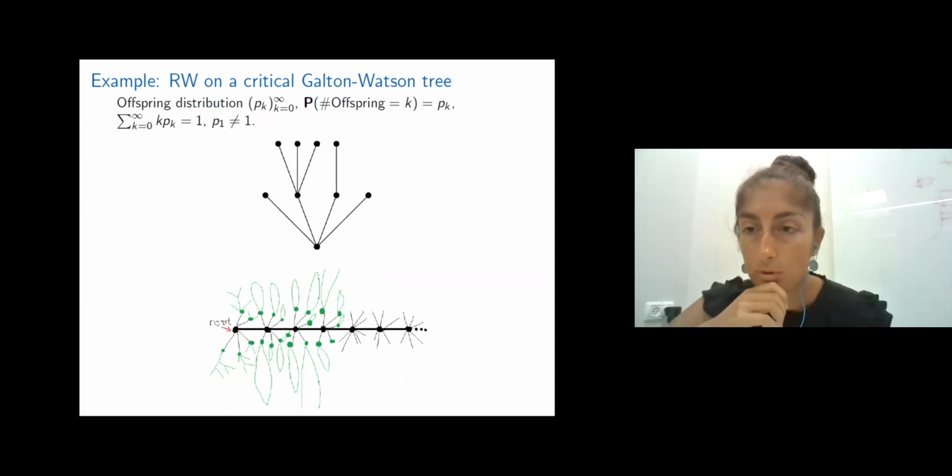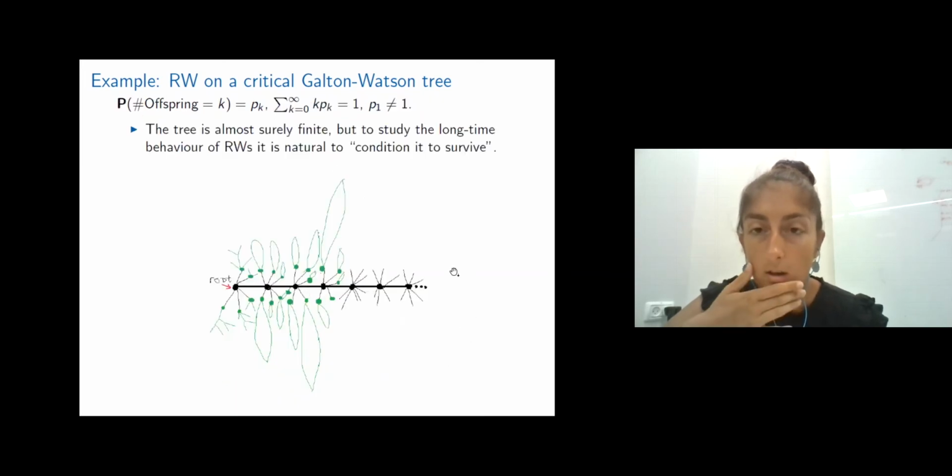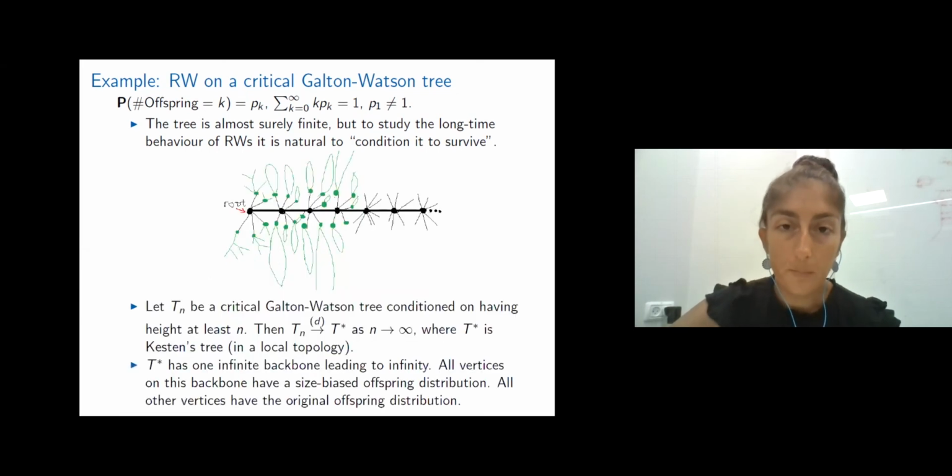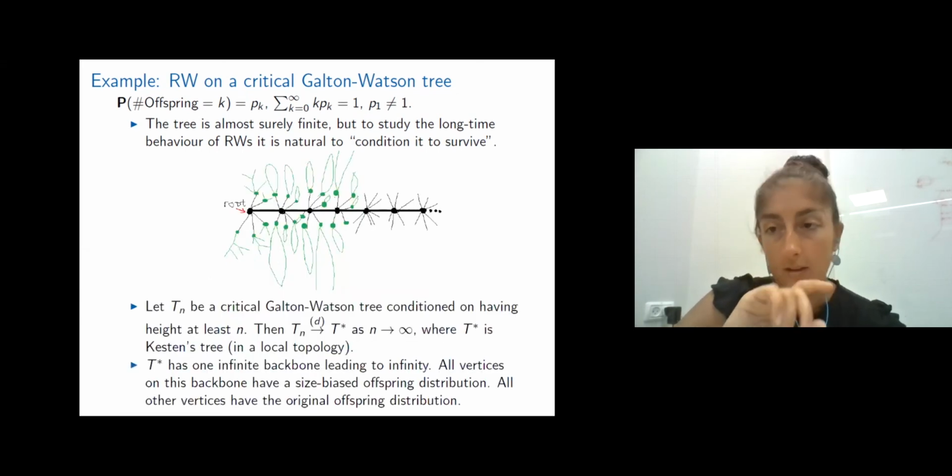And to understand random walks on this critical Galton-Watson tree conditioned to survive, we have to understand the two quantities I talked about before, which are the volume growth and the effective resistance growth on this tree. Okay, so this is just a repeat of what I just said about the size biasing on the backbone.